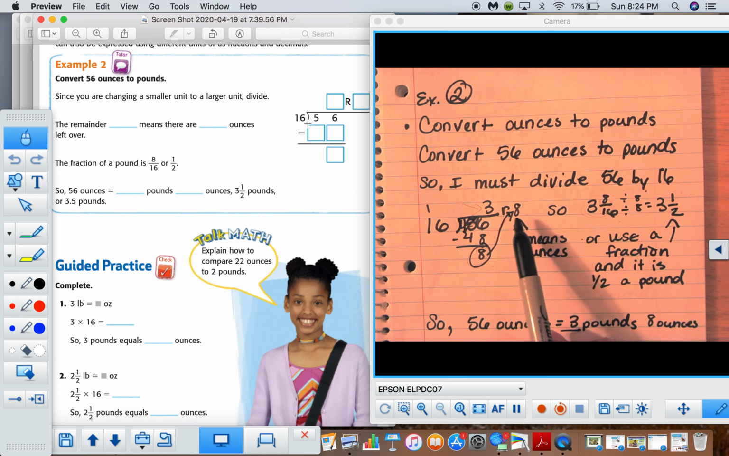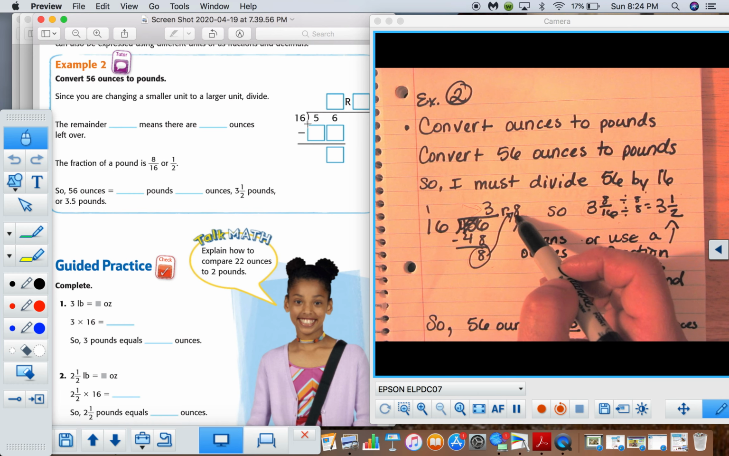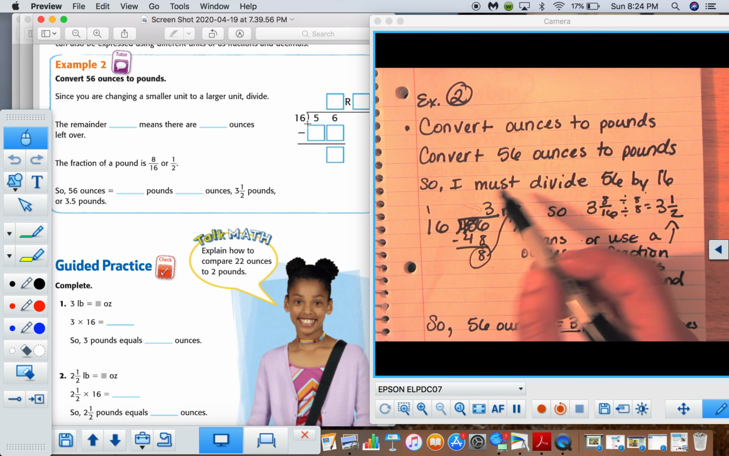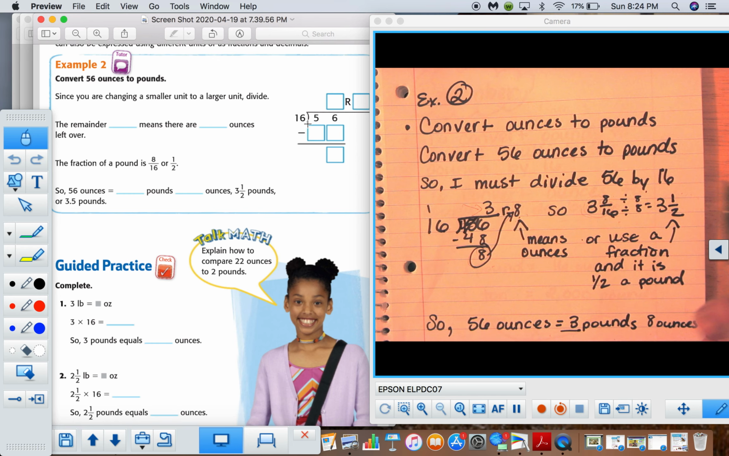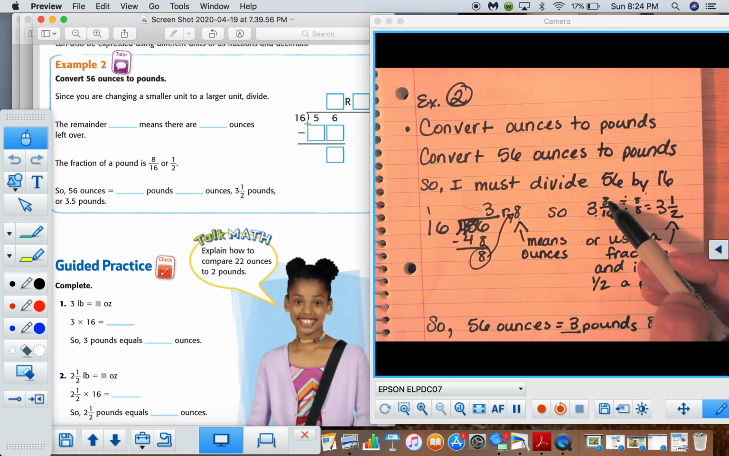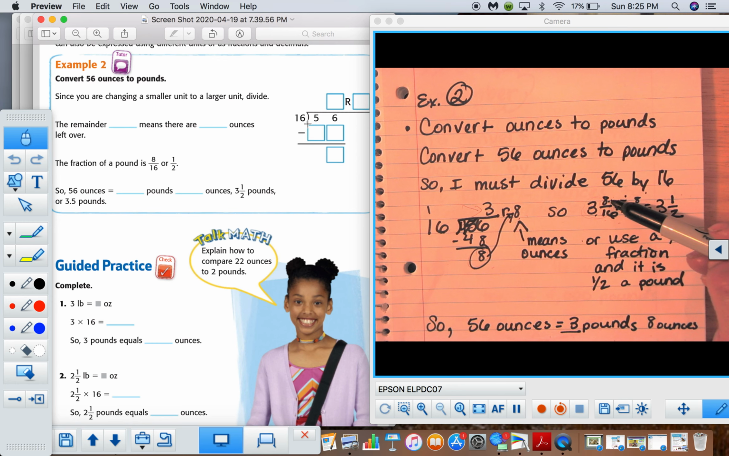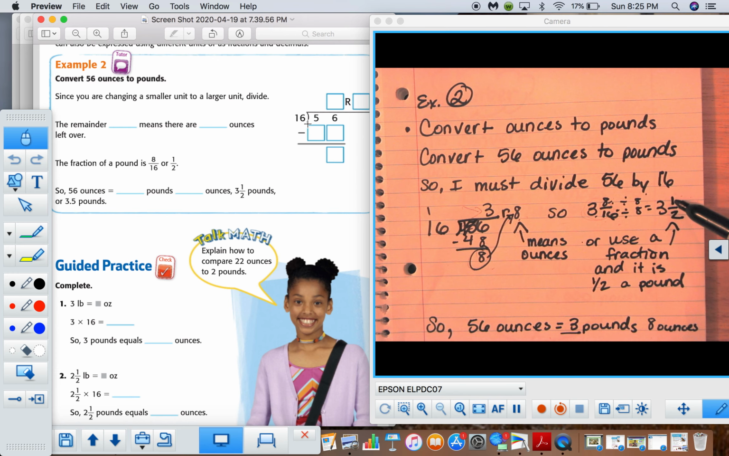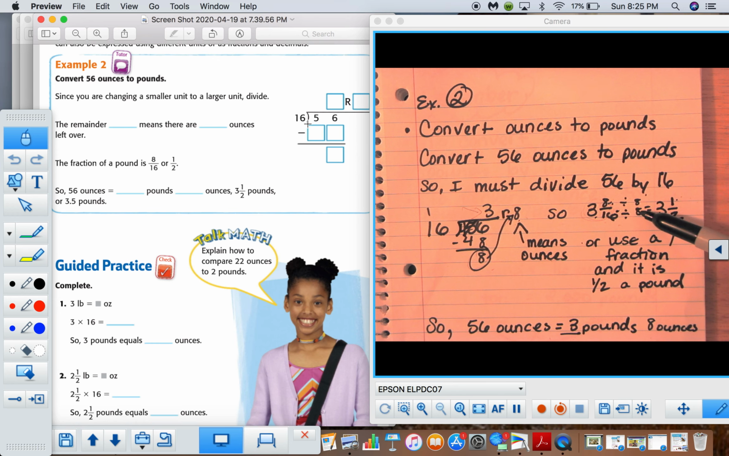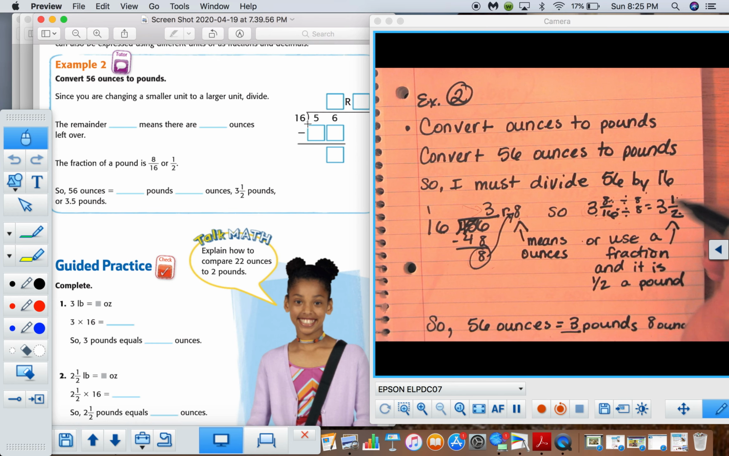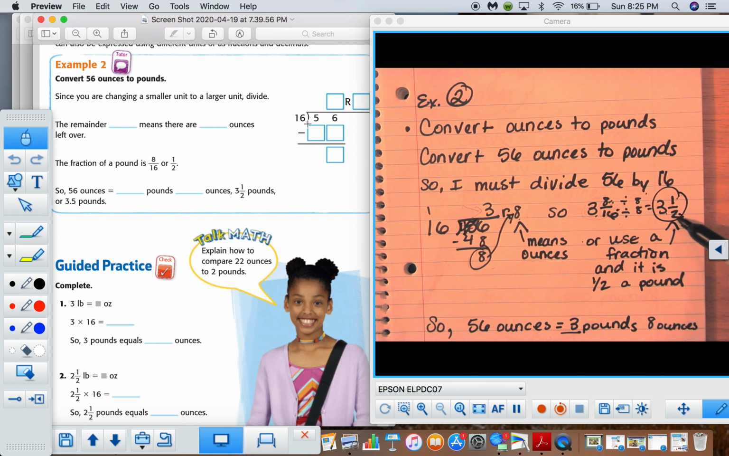We can show these 8 ounces in the form of a fraction of a pound. What I would do is make my 8 my numerator, 16 is going to be my denominator, and what I would have is 3 and 8/16 of a pound. I know that I can simplify this by dividing both the numerator and the denominator by 8. 8 divided by 8 is 1. 16 divided by 8 is 2. So my answer becomes 3 1/2.